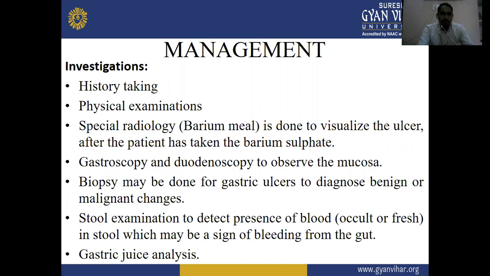Next one is biopsy. Biopsy may be done for gastric ulcer to diagnose benign or malignant changes. Biopsy is a sample of tissue taken from the body in order to examine it more closely for the identification of disease.